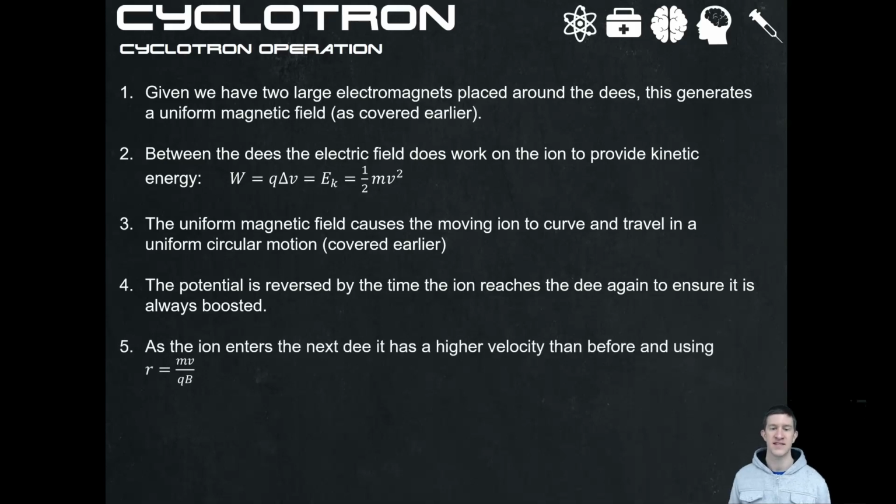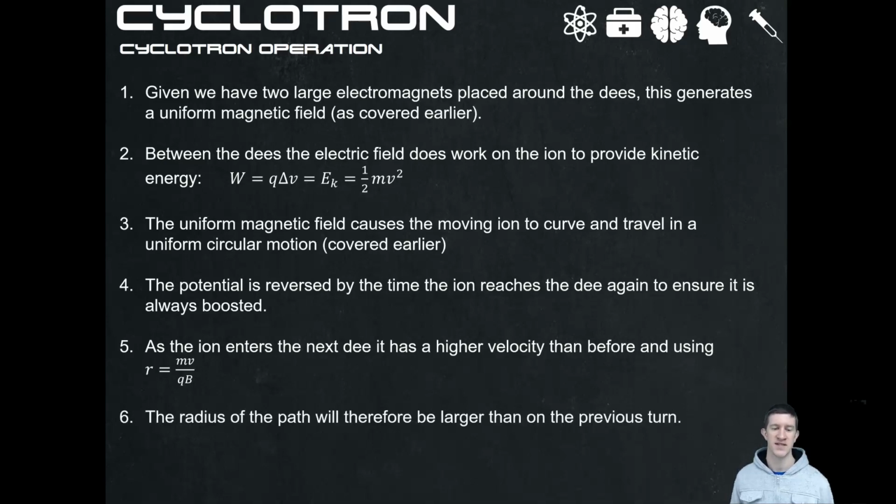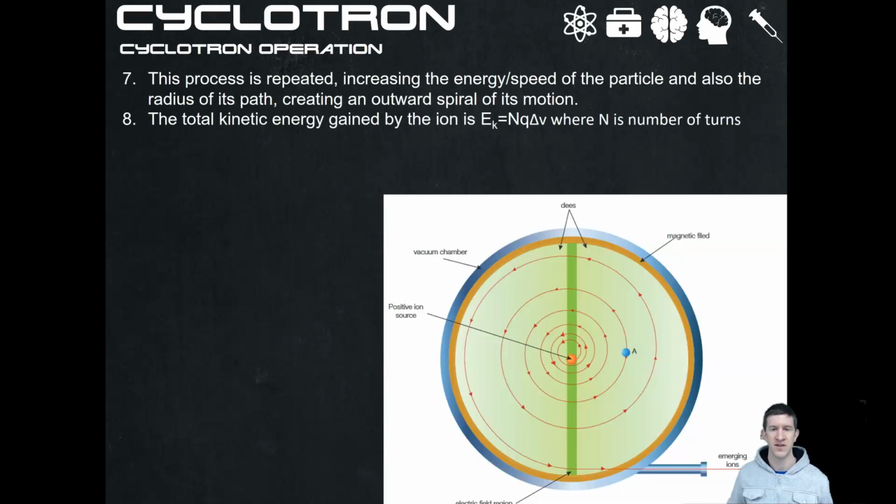As the ion enters the next D, it has a slightly higher velocity, and using the formula that we've derived, the radius is equal to mv over qB, we can tell that if we increase the velocity, the radius will also increase. Therefore, the radius of the path will be larger every single turn, and as a result of this, we get our spiral outward path as it travels. If we repeat this process, increasing the energy and the speed of the particle every single turn, its radius increases, therefore it creates an outward spiral.